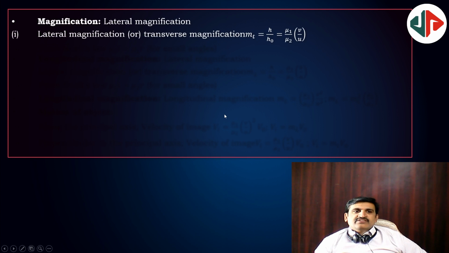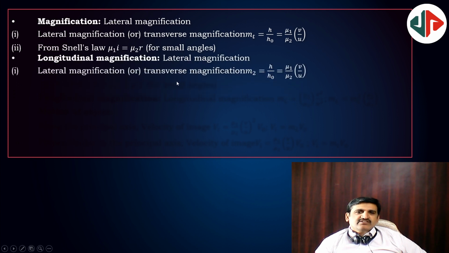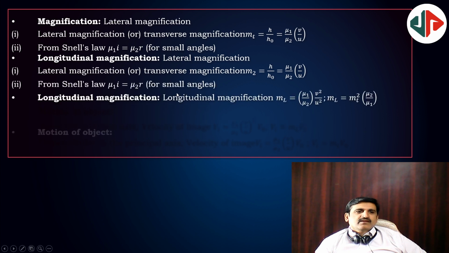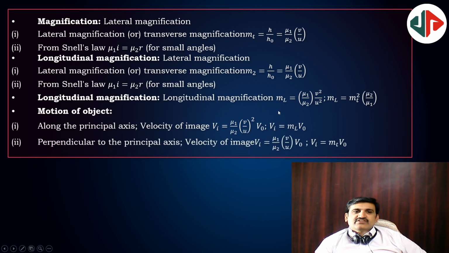Magnification. Lateral magnification is equal to h by h naught equal to mu1 by mu2 into v by u for curved surfaces, and from Snell's law, mu1 i equal to mu2 r. Longitudinal magnification is mu1 by mu2 into v square by u square, because longitudinal magnification is transverse magnification square into mu2 by mu1.